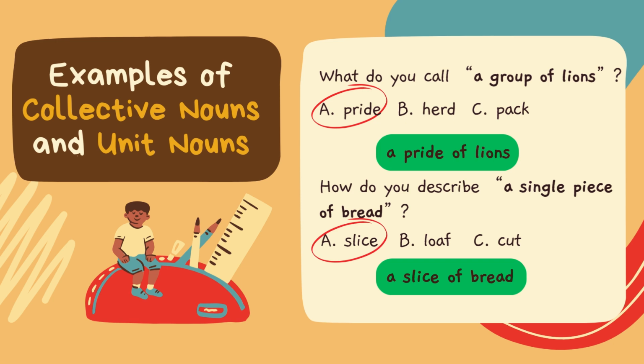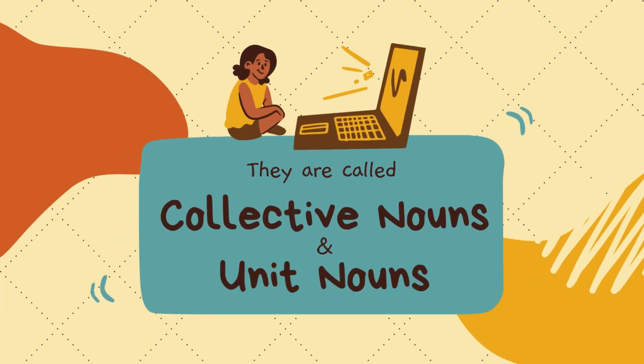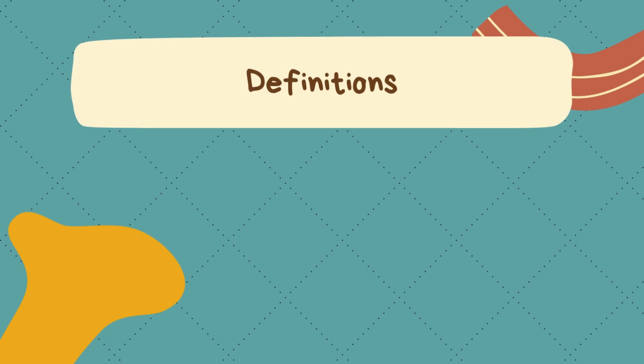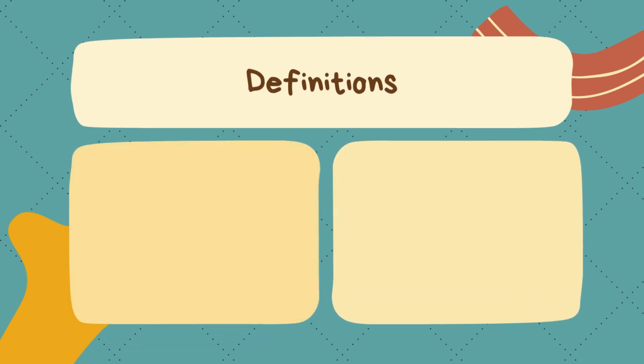Now, what do these have in common? They're called collective nouns and unit nouns. These are special words we use to group things together or describe smaller parts of a whole. Cool, right? So, what exactly are collective and unit nouns? Let me break it down for you.